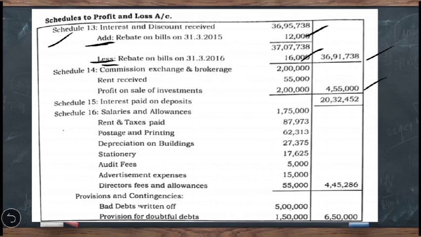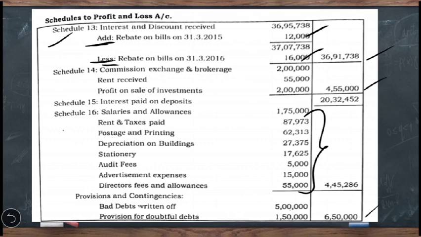Then note number 16 is with regard to operating expenses. Under that we will be showing salaries and allowances, rent and taxes paid, postage and printing, depreciation on buildings, stationery, audit fees, advertisement expenses, directors fees and allowances. So all these items we get the total of 4,45,286. Okay. Then we have to show one more heading, that is provisions and contingencies. Under that, bad debts written off, that is 50% of 10 lakh which comes to 5 lakh, that should be shown. Then one more, the second adjustment, that is provision for doubtful debts, we have to provide for 1,50,000. So total of provisions and contingencies comes to 6,50,000.